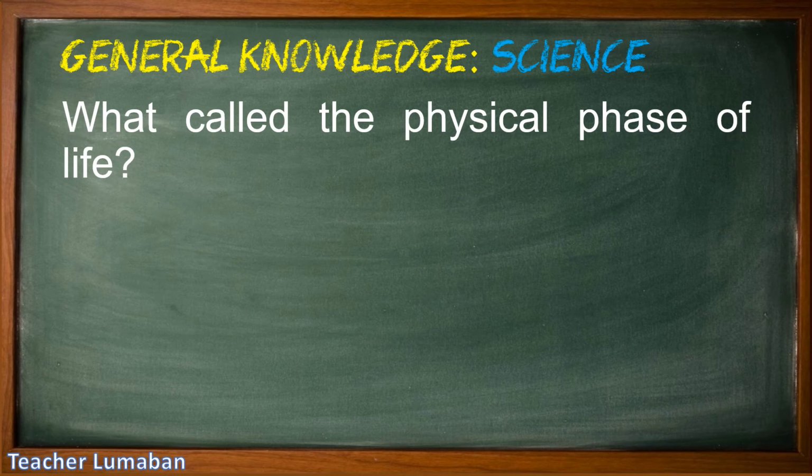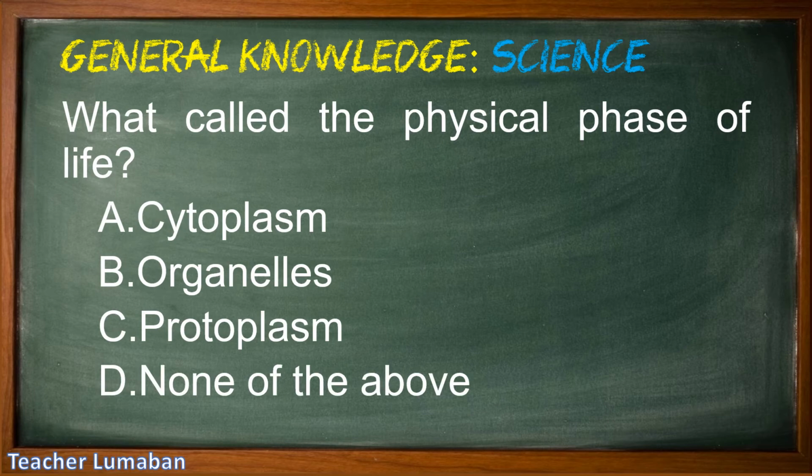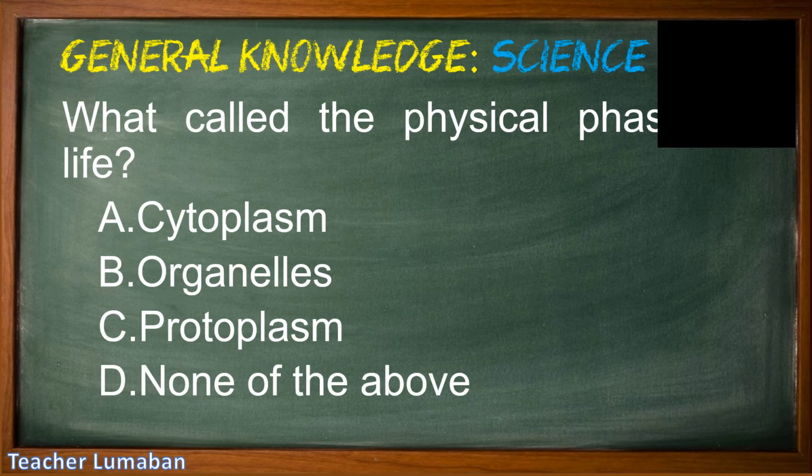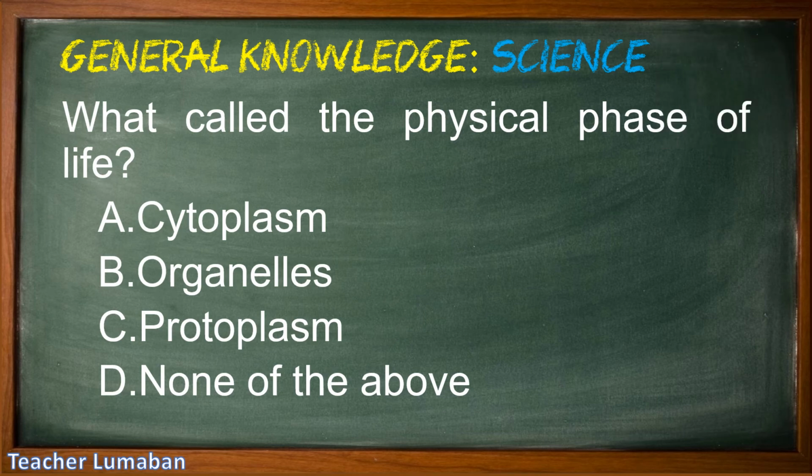What is called the physical phase of life? Letter A, cytoplasm. Letter B, organelles. Letter C, protoplasm. Letter D, none of the above. Please determine the suitable answer to the following choices in 5 seconds. 5, 4, 3, 2, 1. The suitable answer is letter C, protoplasm.